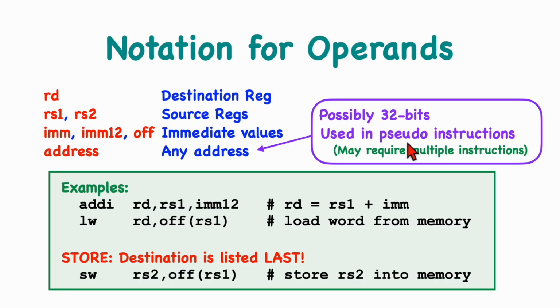And this indicates any address in memory, which could be as much as 32 bits or maybe even more. And so pseudo instructions would end up being translated into multiple machine instructions. We'll talk about that later. But this is the general notation we use for specifying operands when we talk about RISC-V instructions.